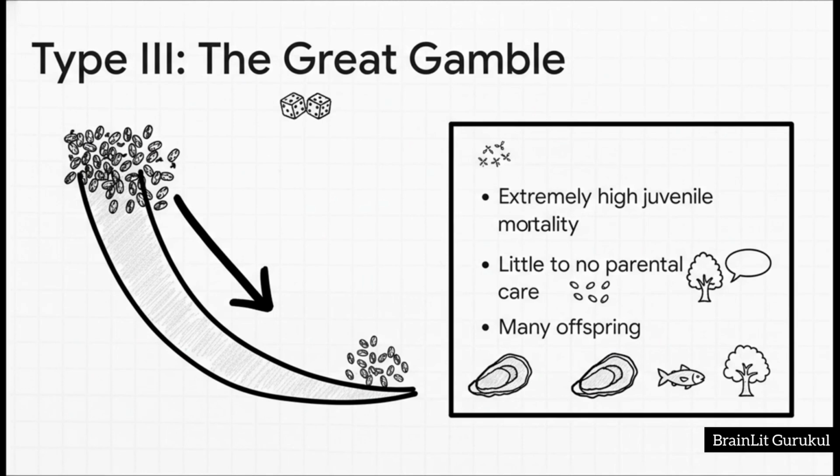And finally, we're back to our oyster with the type 3 curve, or the Great Gamble. Look at that massive drop right at the beginning. That represents an incredibly high death rate for the young ones. But, and this is key, for the very few who survive that early phase, their chances of living a good long life are actually pretty high. It's the ultimate strategy of quantity over quality.